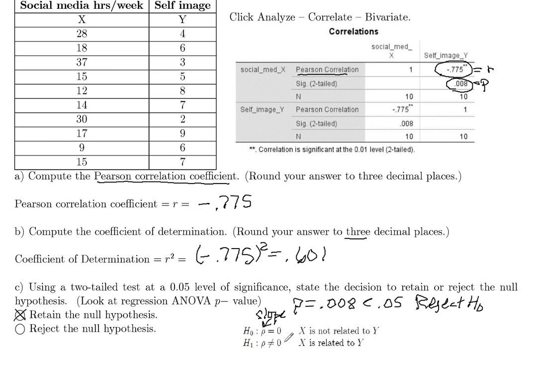So we're getting a little ahead of ourselves here because we're talking about linear regression. So we can just concentrate on the not related and the related for right now. H0 and H1.